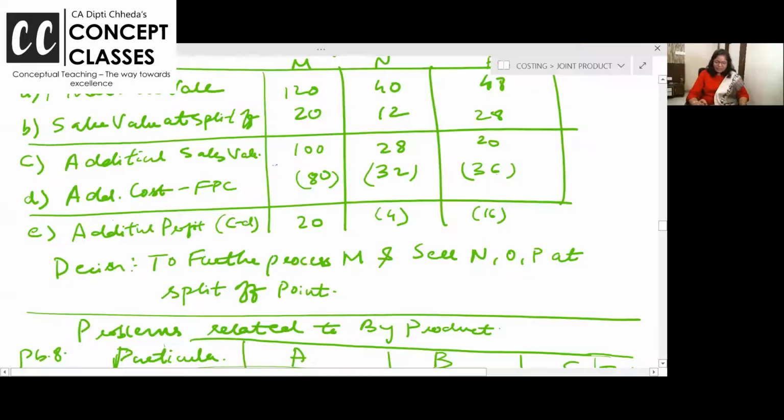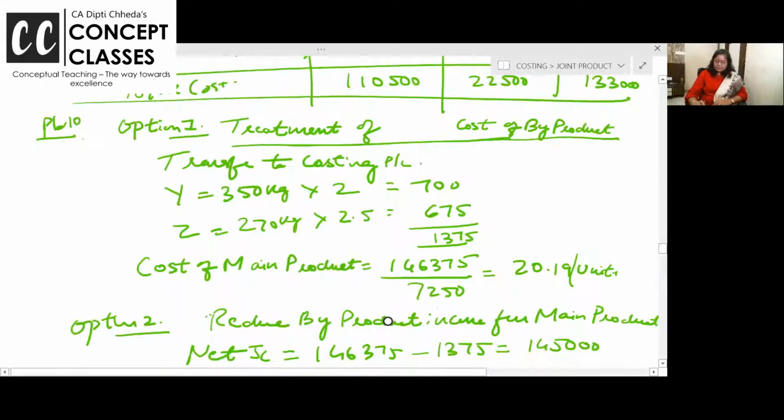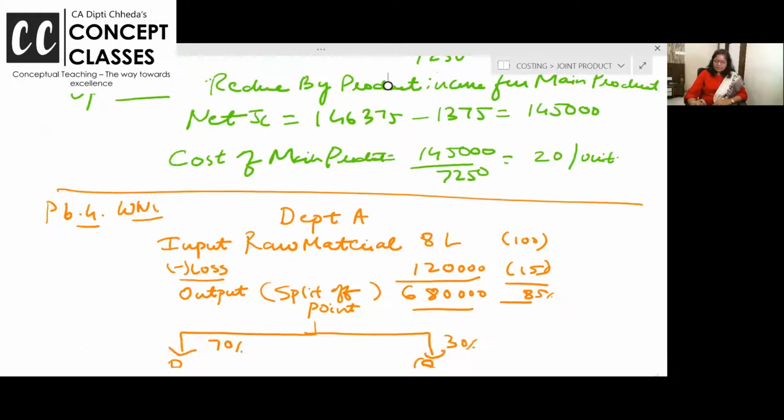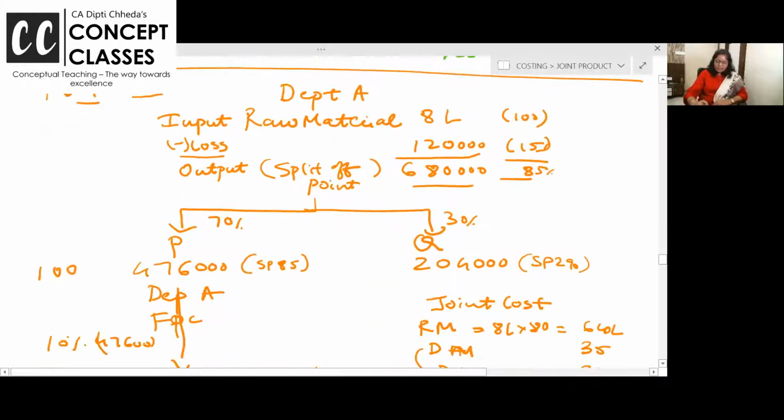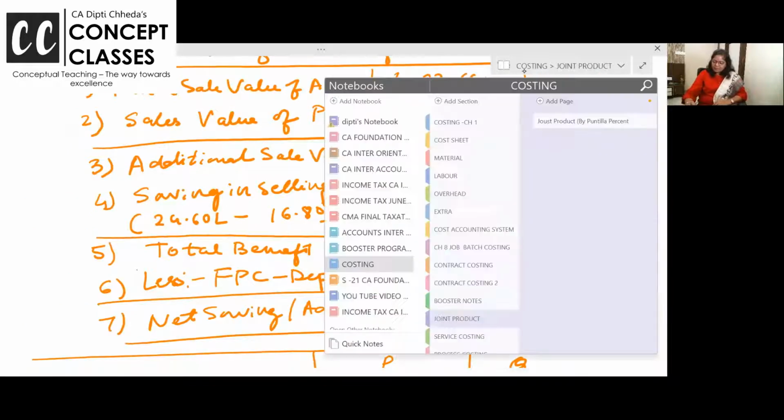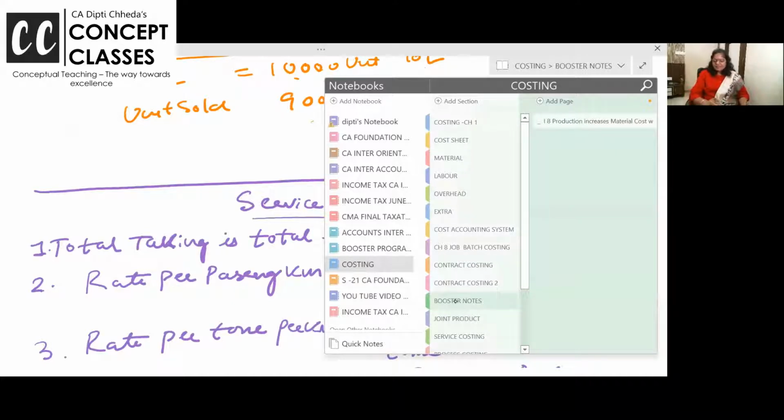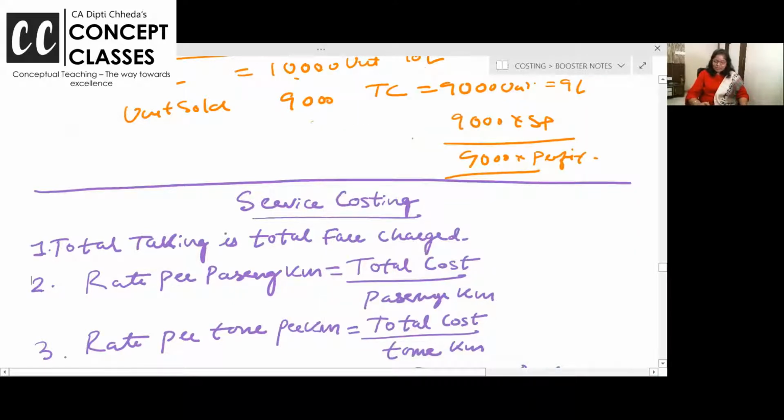Right. Let us check the booster notes, what we have written for this. Last class we have taken joint product and byproduct. For service costing, I am checking the booster.